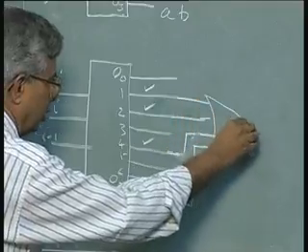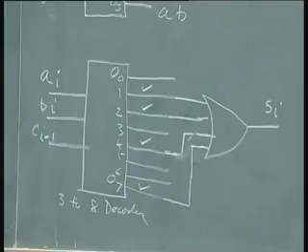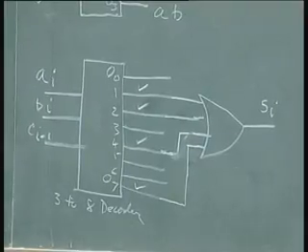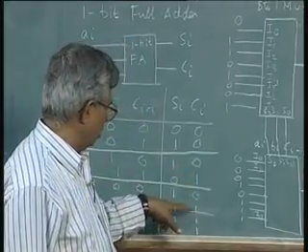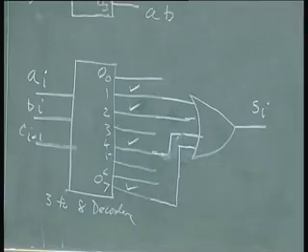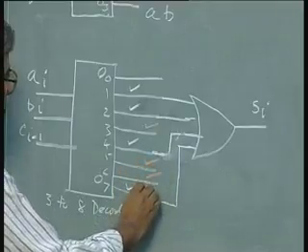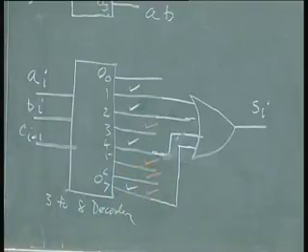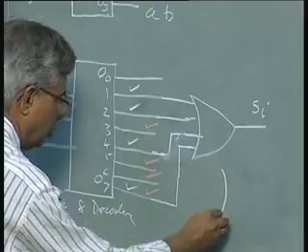Tie them together and call it Si, and for the carry we want the outputs 3, 5, 6 and 7, which is 3, 5, 6, 7. Take these outputs and put them into another OR gate.